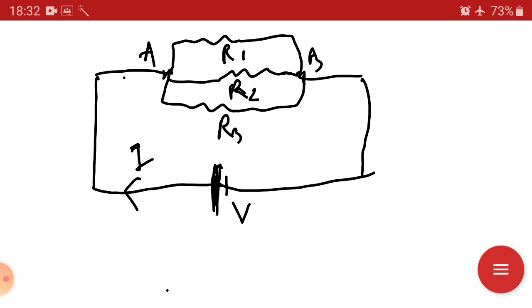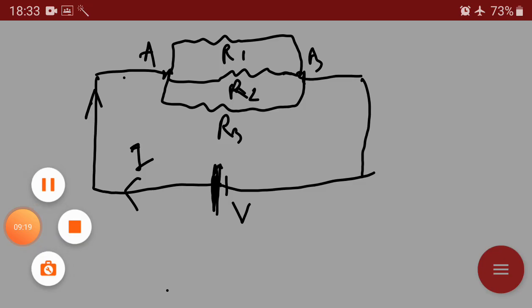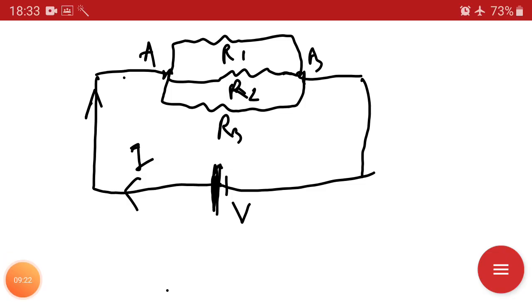Now this same amount of current I will come, but as I told you, if there is a single conductor, there will be no division of the current. But if there is a branching in the circuit, the current will get divided. So here at this junction, the current will get divided into I1, I2 and I3. Three different currents will flow in the three different branches.